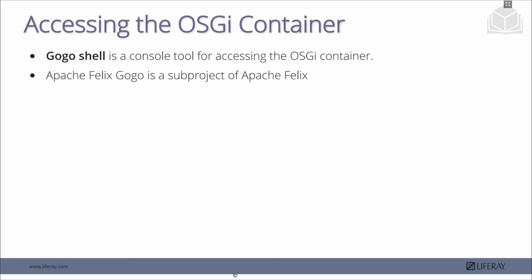So the first tool is known as the Apache Felix Gogo shell. Apache Felix Gogo is a subproject of Apache Felix, and the Gogo shell itself is a tool that's used to be able to look inside of the OSGi container. It is a command line based tool. So it's very simple, very easy to use.